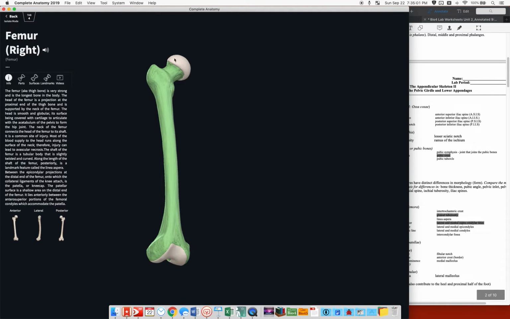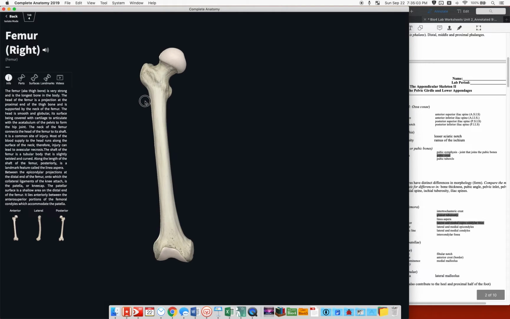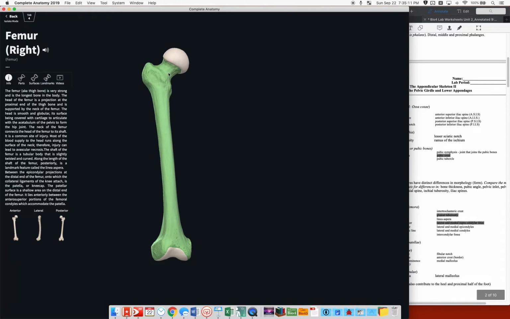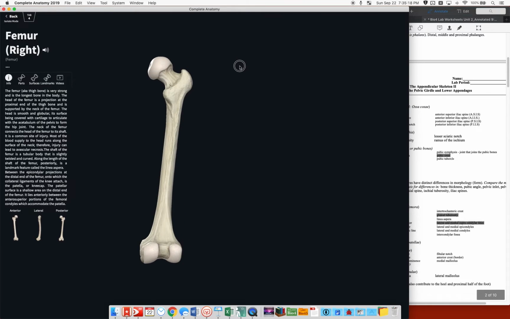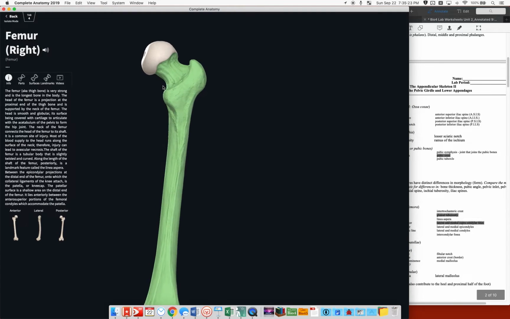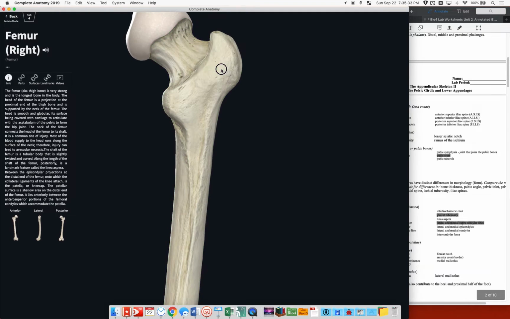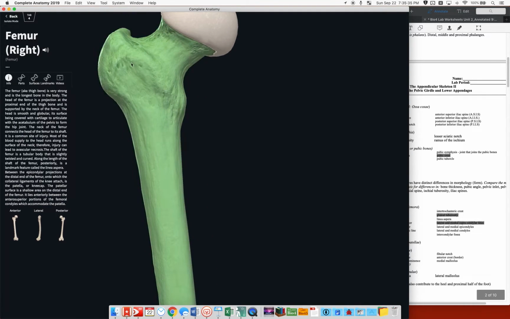This is the head of the femur. Fovea capitis is this indentation. This is the neck, the femoral neck. Now, I think it's better to view it from the back. This is the greater trochanter, lesser trochanter. And you can see there's a ridge between the two trochanters. This is the intertrochanteric crest. The crest is more prominent than the intertrochanteric line, which is in the front. This is the intertrochanteric line.